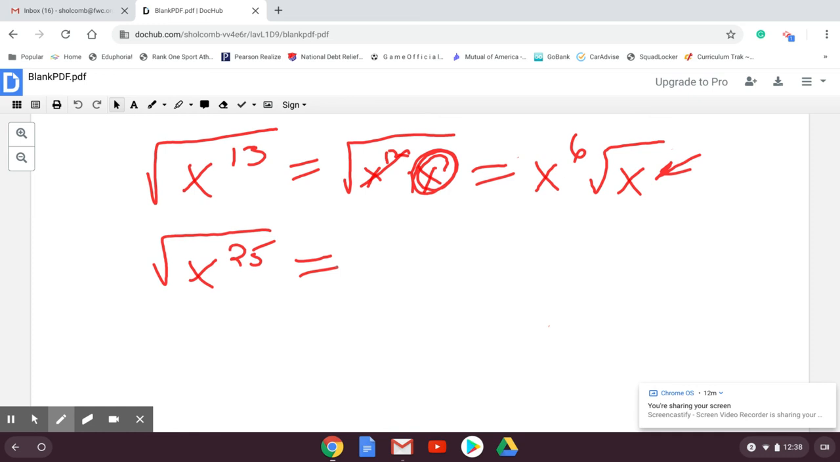Well, 25 divided by 2 is 12.5, which means that 12 x's are a perfect square. And the 0.5, you remember, if you ever get that half, it's because it's an odd number, means that 1 x has to stay inside the radical. So be careful when you get perfect squares as an exponent on a variable. It's slightly different than what you've been doing previously.